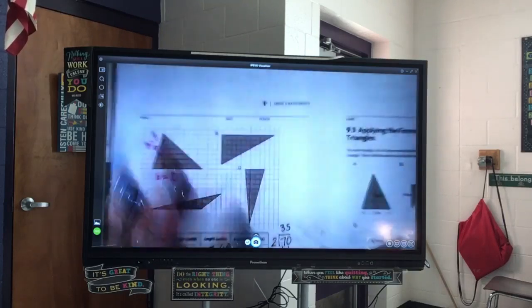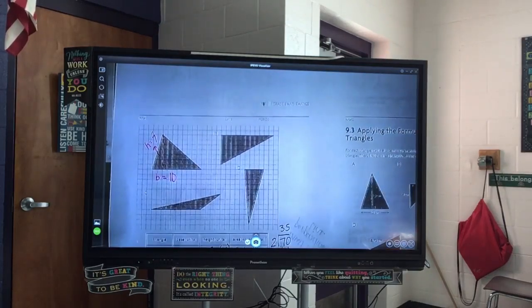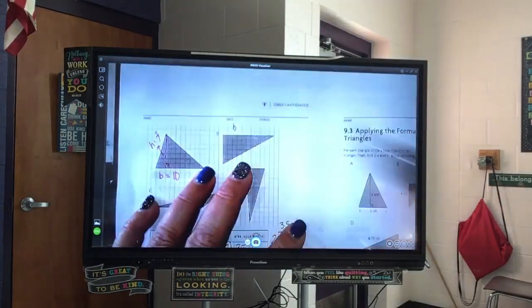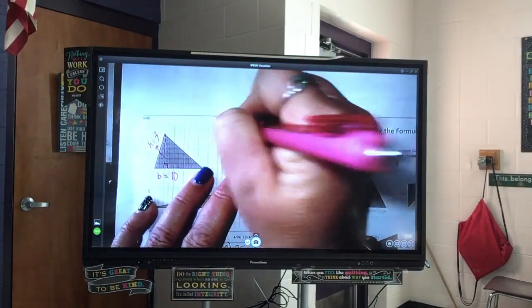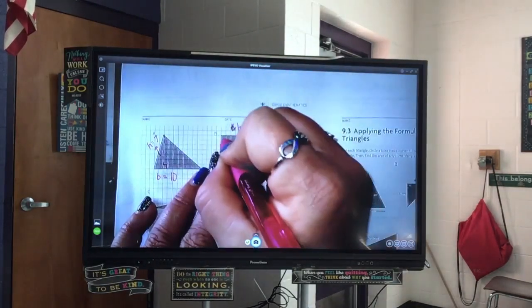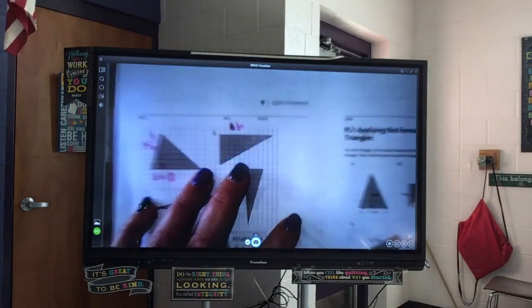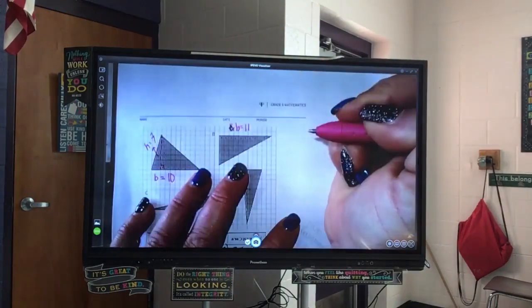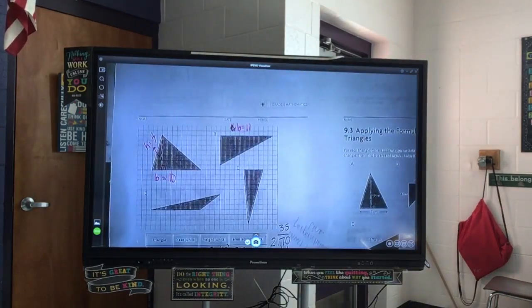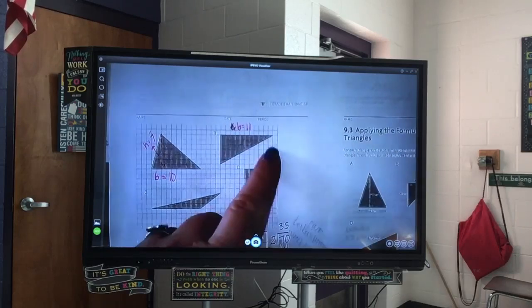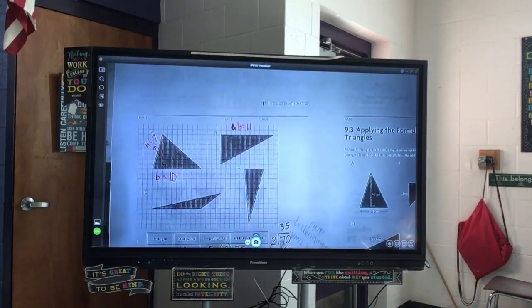So looking at B, which one are we going to identify as the base? Start with that. Ethan. So this one has your base? Okay. And what did your base equal? Our base equals 10. So 1, 2, 3, 4, 5, 6, 7, 8, 9, 10, 11. Okay. Alright, so our base equals 11, and then which one is going to be our height if that is our base?